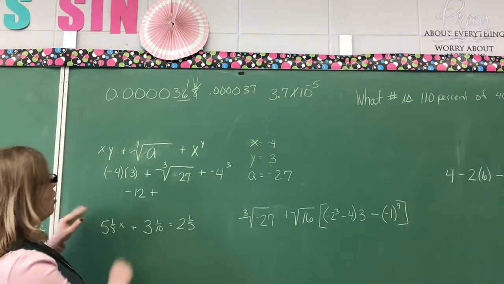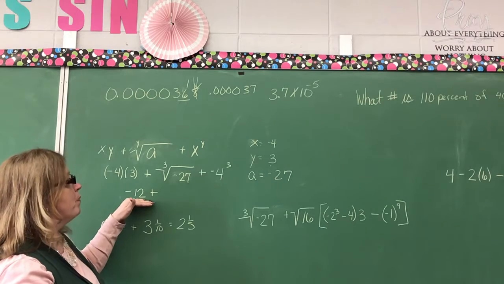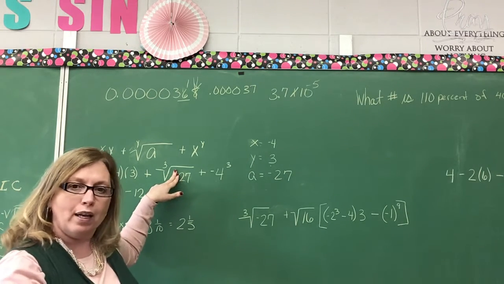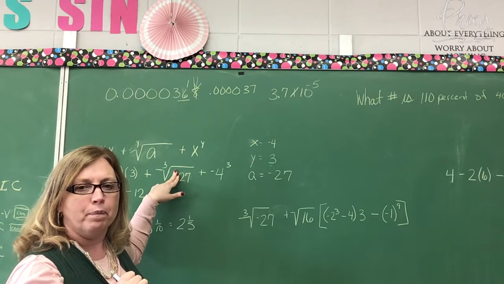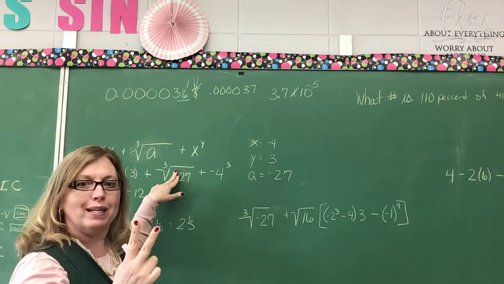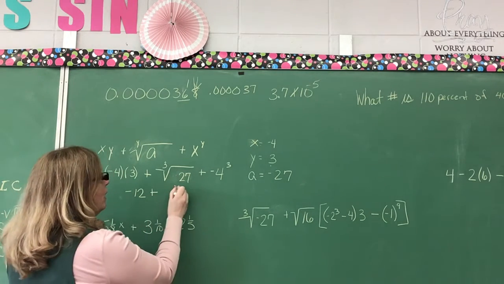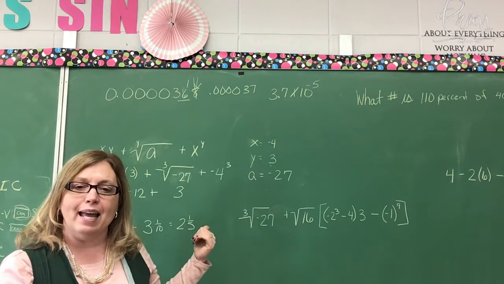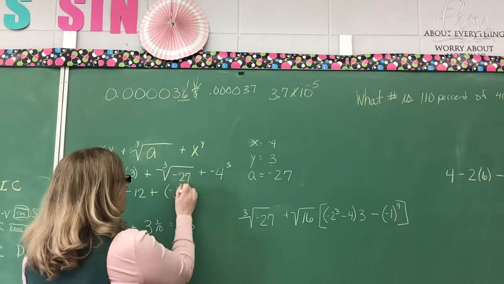So let's go back and solve it. Negative 4 times 3 is negative 12. What is the third root of 27? What can I multiply to itself 3 times and it equals 27? 3, because 3 times 3 is 9. 9 times 3 is 27. So the answer is 3. Now the question is, it's a negative 27. Is that a negative 3 or is that a positive 3? It's a negative 3, okay?